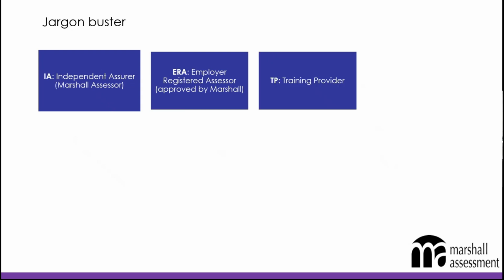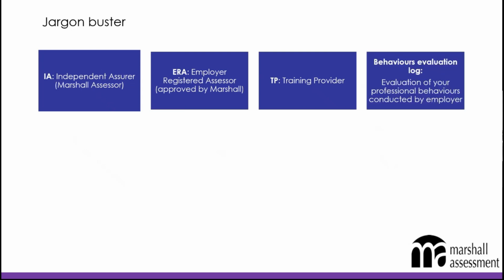So TP, training provider, behaviour evaluation log. So during this program, you will have been assessed against the behaviour criteria at least 3 times, could be more than that, up to the final point where you decide that you're ready and you get to what we call the gateway. And we need to have a look at how you've been assessed, because that assessment does feed into your overall grade at the end of your apprenticeship.